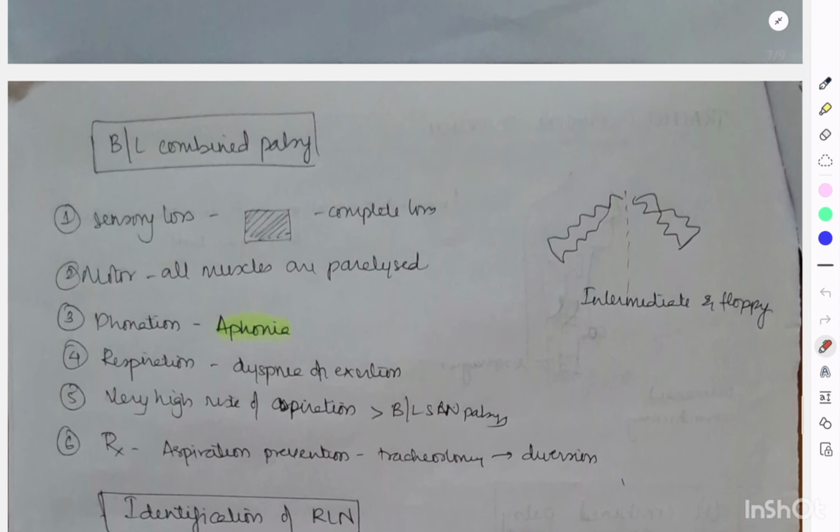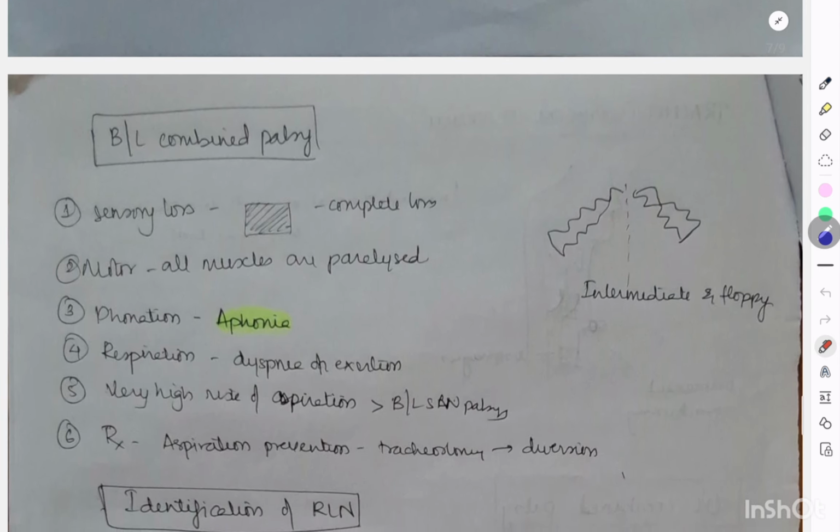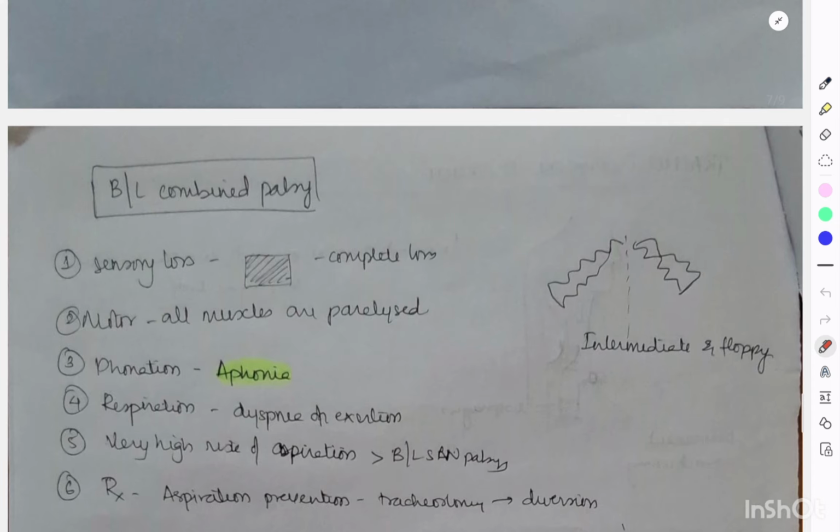Coming to bilateral combined palsy. So the whole sensory loss is there: upper side because of SLN, lower side because of recurrent laryngeal nerve, on both sides. So all muscles are paralyzed. Again it will be in the intermediate position and floppy on both sides. There will be no problem in respiration, but there will be aphonia, because to phonate the cords should come to the midline, but that is not possible here. There is a very high risk of aspiration because bilateral superior laryngeal nerve palsy is there. So to prevent the aspiration, we have to go for tracheostomy and then diversion.